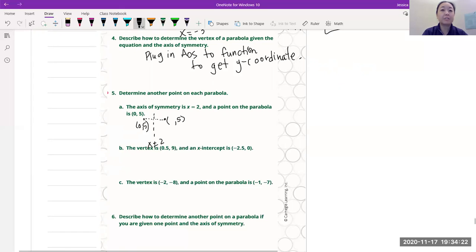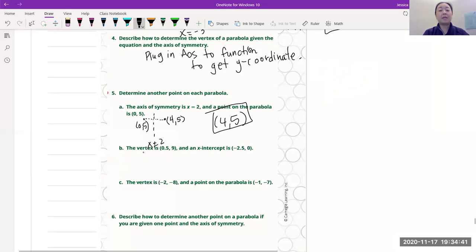So how far is 0 from the axis of symmetry? It's 2 away. So let's add 2 more to the other side. So that's going to be 2 plus 2, which is 4. Do you see that? So the answer is just (4, 5). Remember, it's going to take the same height as the other point.